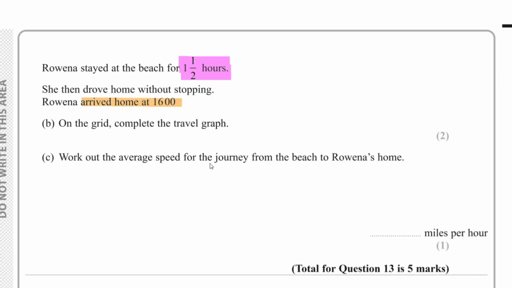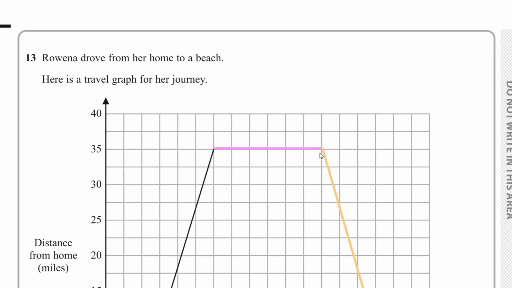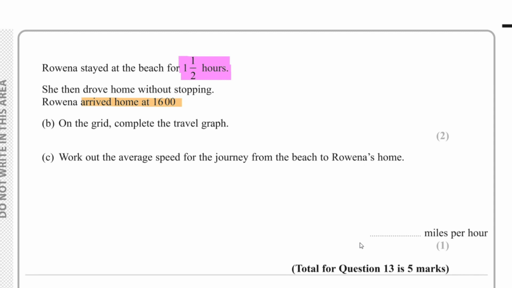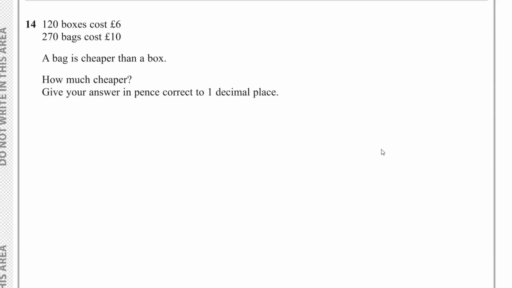Then for part C, we have to work out the average speed of the journey from the beach to Rowena's home. So we're at the beach and then we're going home. Here we have 35 miles done in the space of 1 hour, which means the average speed is 35 miles per hour.